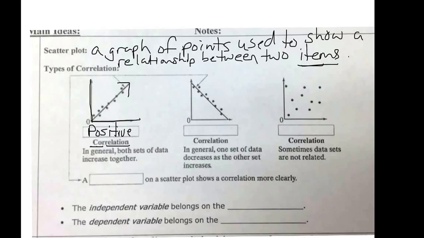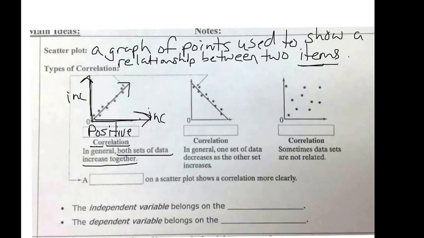The definition of positive correlation is when both sets of data increase together. So the dots are going this way, which is increase, and the dots are going that way, which is increase. And so they're getting higher and further away from this zero down here.